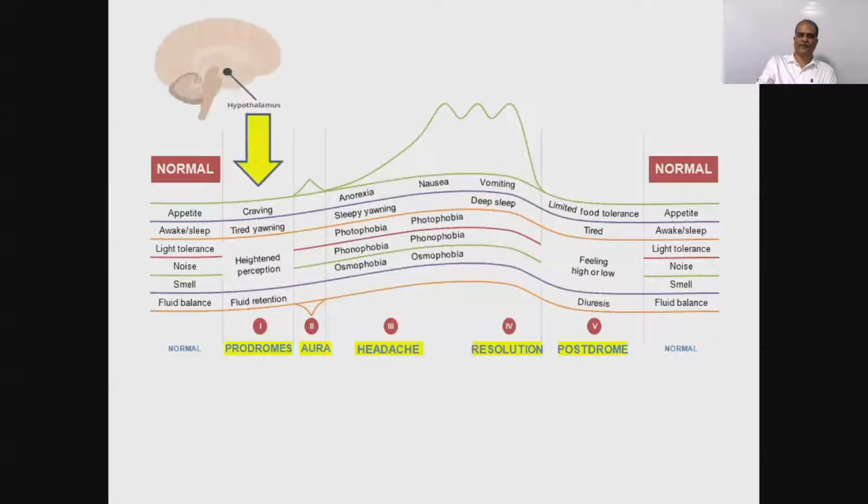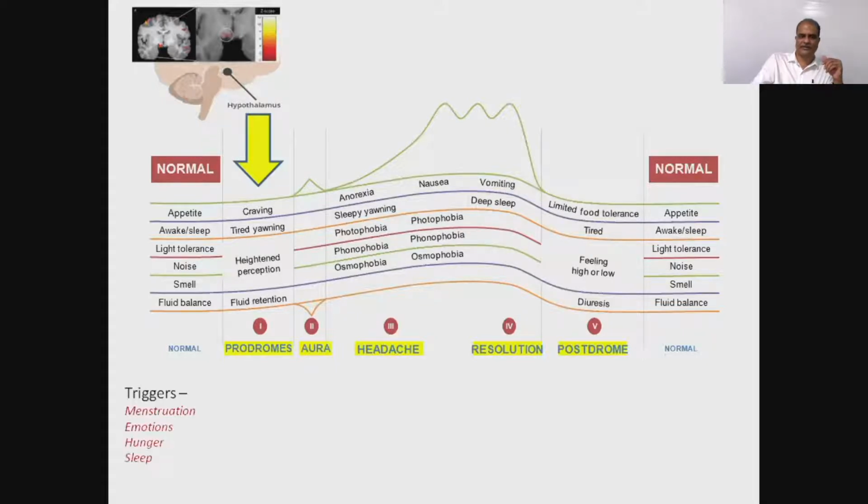Now, coming to the pathophysiology, the first thing which happens is the activation of the hypothalamus. Numerous PET studies have shown that hypothalamic activation occurs much before the prodrome happens. This activation of the hypothalamus can also explain why certain triggers like emotions, hunger, lack of sleep, menstruation, etc., can trigger migraine.